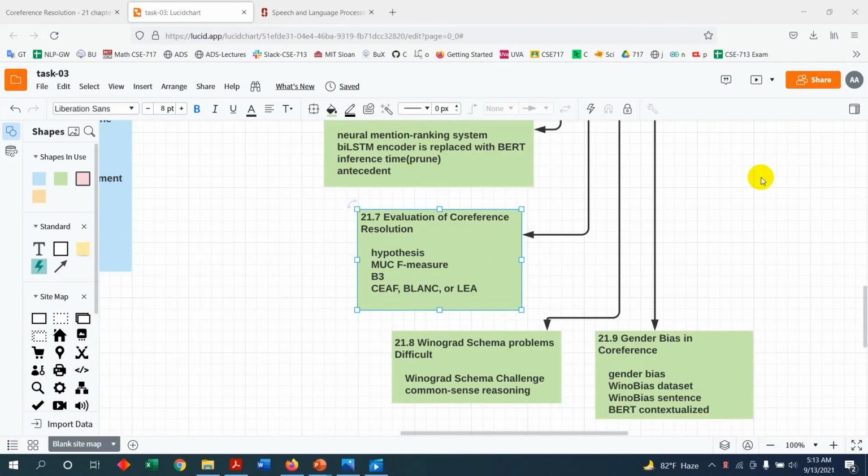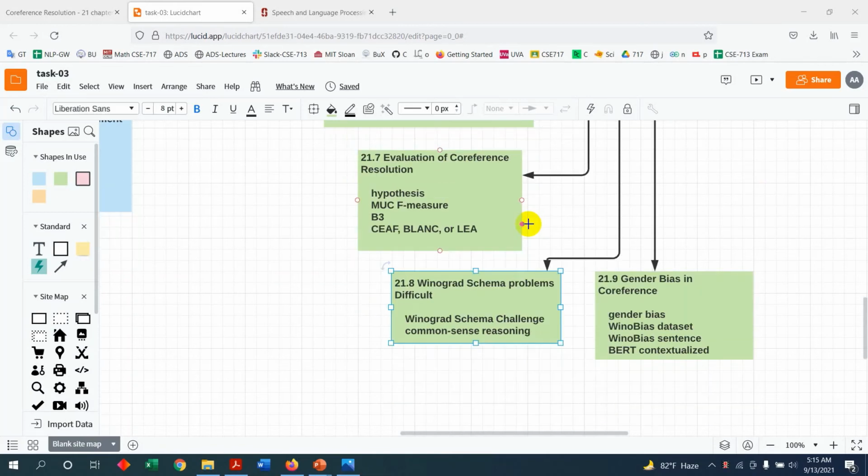Section 7 is evaluation of coreference resolution. Coreference systems are evaluated by comparing with gold entity labels using precision or recall metrics like MUC, B-cubed, CEAF, BLANC or LEA. Section 8 is an important and interesting thing: the Winograd schema problem.